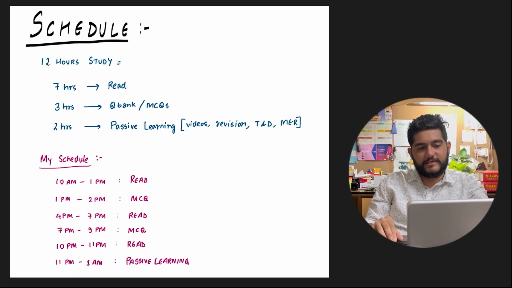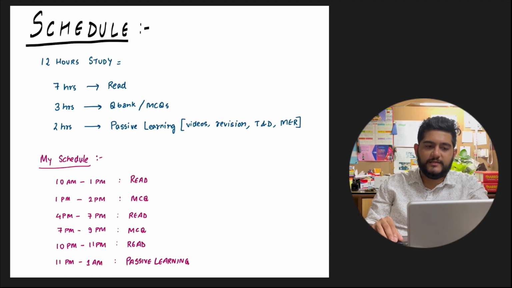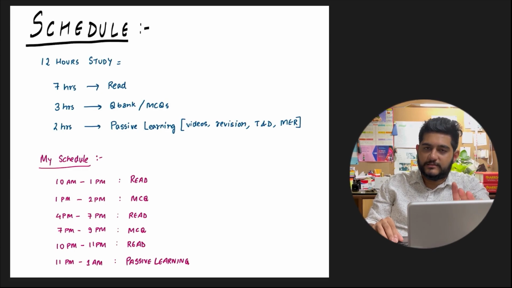So this was my schedule, where I used to wake up around 8 a.m. and after having my breakfast, I used to sit for a good session from 10 a.m. to 1 p.m., where I used to read something or build a concept. Then I used to have a 1 hour session of MCQs followed by lunch and some rest. Then again I used to give my second shot from 4 to 7 p.m. for good reading, and then sum it up with 7 p.m. to 9 p.m. a good set of MCQs. And then after my dinner, I used to study for 1 more hour of reading.